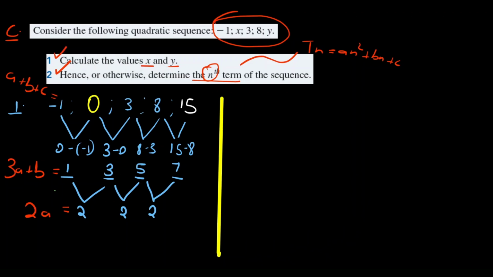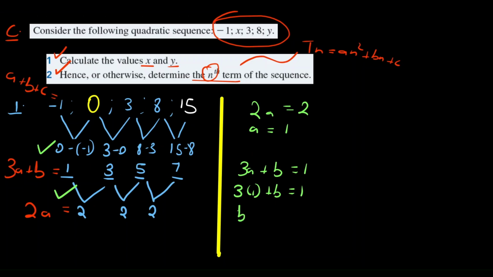So we're going to start with 2a is equal to 2, and a will be equal to 1. Then we move on to 3a plus b is equal to 1. We substitute our a value that we calculated, which is 1. 3 plus b is equal to 1. Then b will be equal to 1 minus 3. b will be equal to negative 2.